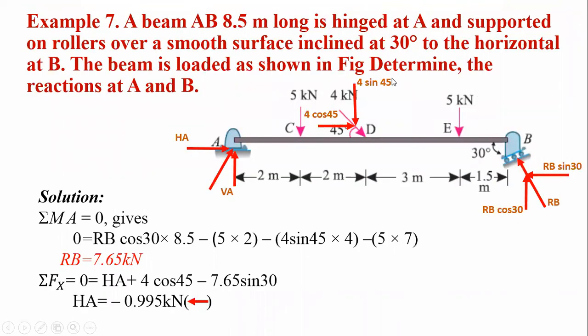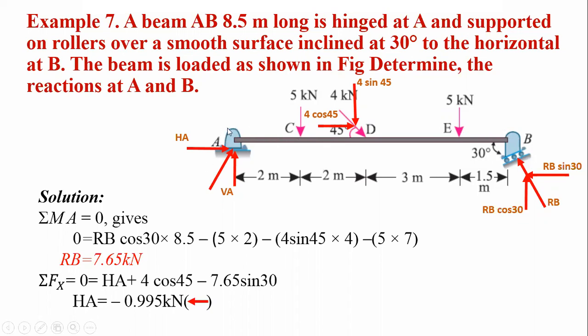Okay, now let us see this. Beam AB, 8.5 meter long, is hinged at A and supported on a roller over the smooth surface inclined at 30 degree to the horizontal at B. Beam is loaded as shown in the figure. Determine the reaction RA and RB. Now if you see here, this beam is subjected to 1 point load, 1 inclined load, 1 point load. And here is the roller support and here is the hinge support.